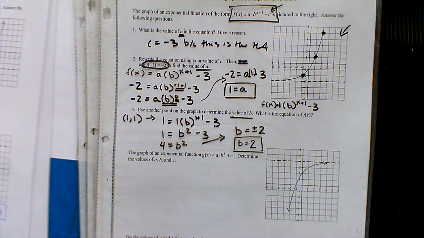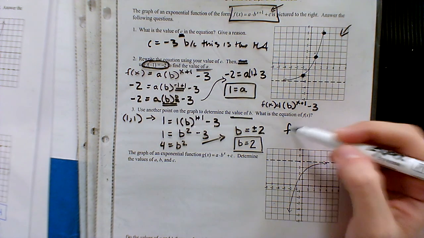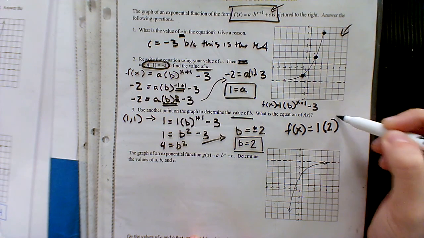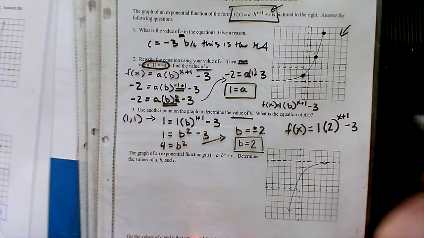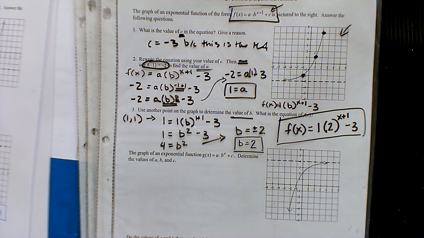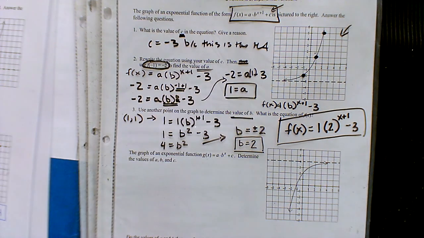So now that we have all the missing values, the A, B, and the C, we'll write our final equation. F of x equals 1 times 2 to the x plus 1 power minus 3. Can we perhaps use some of those characteristics that we've been discussing so far with exponential functions to see if these numbers make sense based off the graph? Can we check our work maybe? We know the -3 is good because that's the horizontal asymptote, but why does 1 make sense for A? Why does 2 make sense for B?